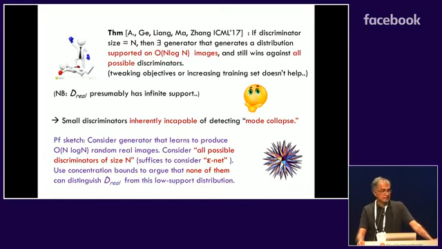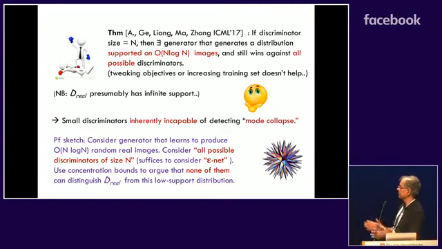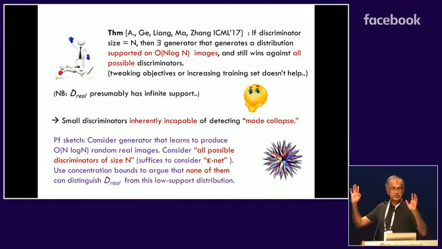So I'll give you a sketch. How does this result go? It uses this epsilon net argument, the VC dimension. So the idea is the following. You consider a generator that learns to produce n log n random real images. Don't worry about how. We're just describing an equilibrium, and this is a generator that learns to produce order n log n random real images. So its distribution is supported on these n log n random images.